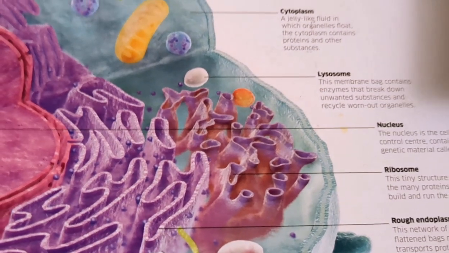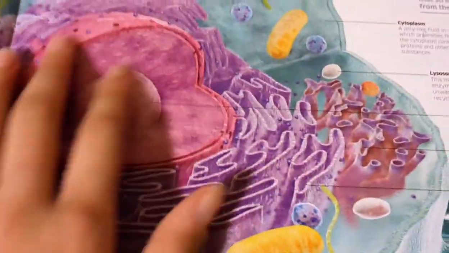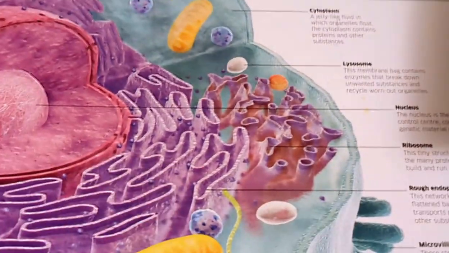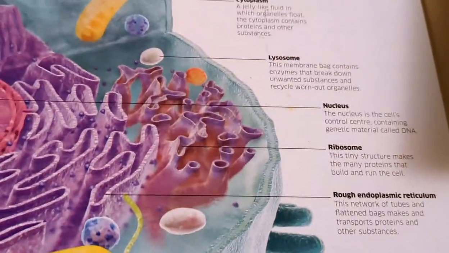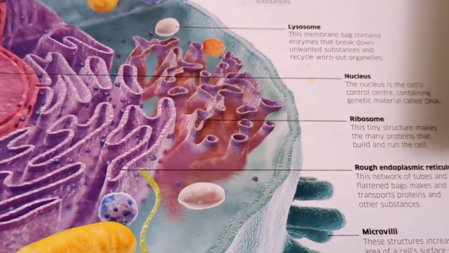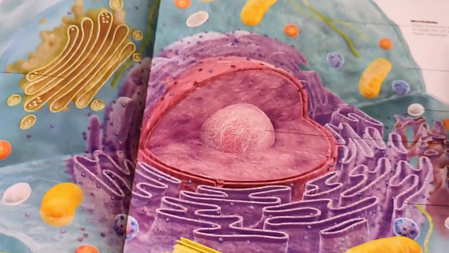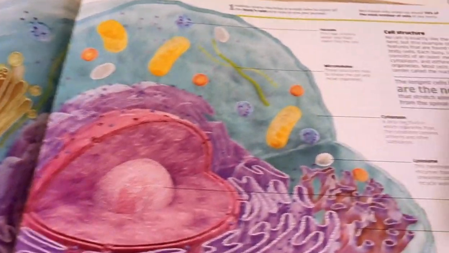Now, you can think of the nucleus as the main center of the cell. It's the control center containing all the DNA and genetic material. This huge part of the cell is called the nucleus.